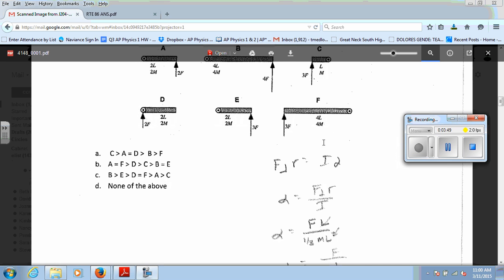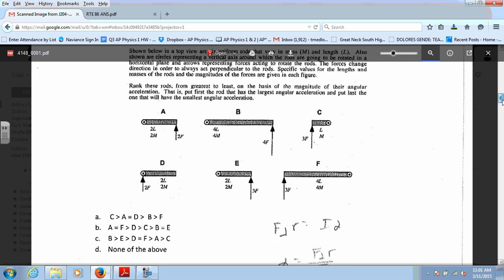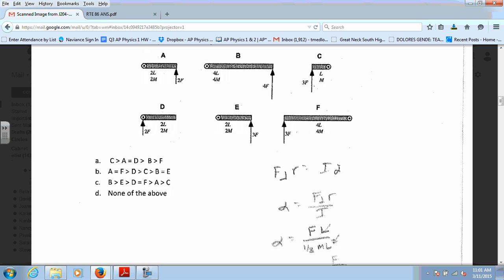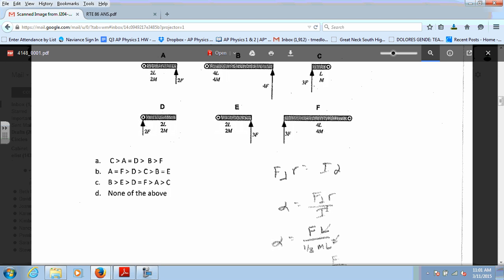Here we're supposed to rank the angular accelerations. So to rank angular accelerations, just set torque equal to torque. So force times lever arm equals I alpha, and just do that for each one. So if I solve this for alpha, alpha equals force times lever arm over moment of inertia. And here the length corresponds to the radius.